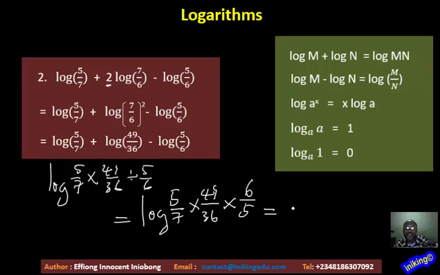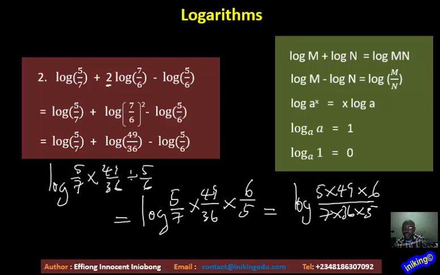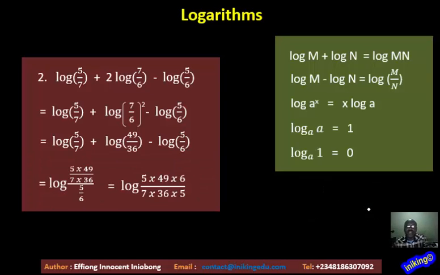So this can simply be written as the logarithm of 5 times 49 times 6 all divided by 7 times 36 times 5. And that's what we have in the next slide. Yes. So that's it there. Logarithm of 5 times 49 times 6 divided by 7 times 36 times 5.